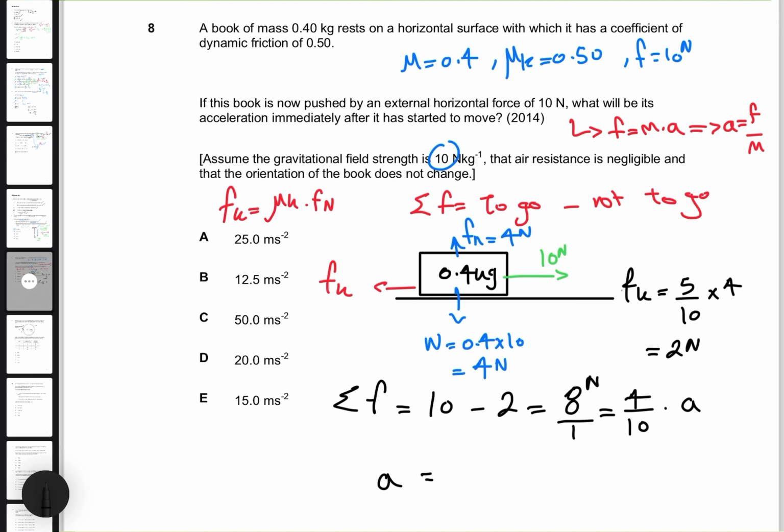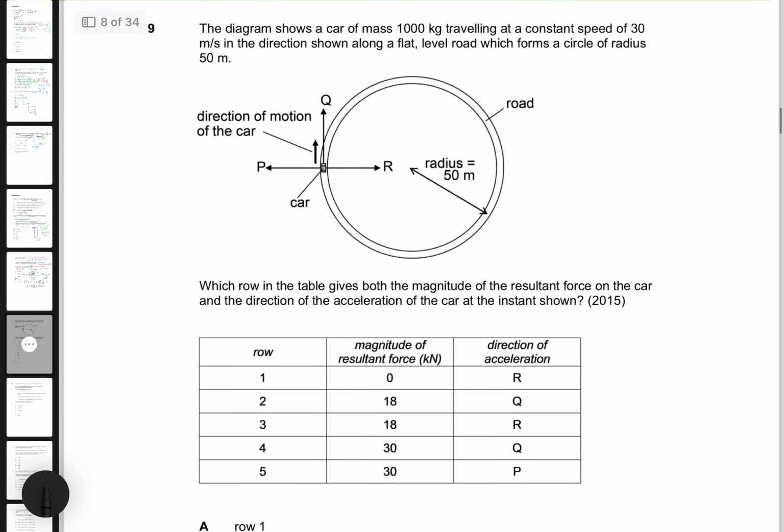So acceleration is just going to be, if you give this a denominator of 1, multiply 10 by 8, that's 80 divided by 4. And 80 divided by 4 is equal to 20 meters per second squared, by the way, which would make choice D the correct answer. Let's go ahead and take a look at number 9.